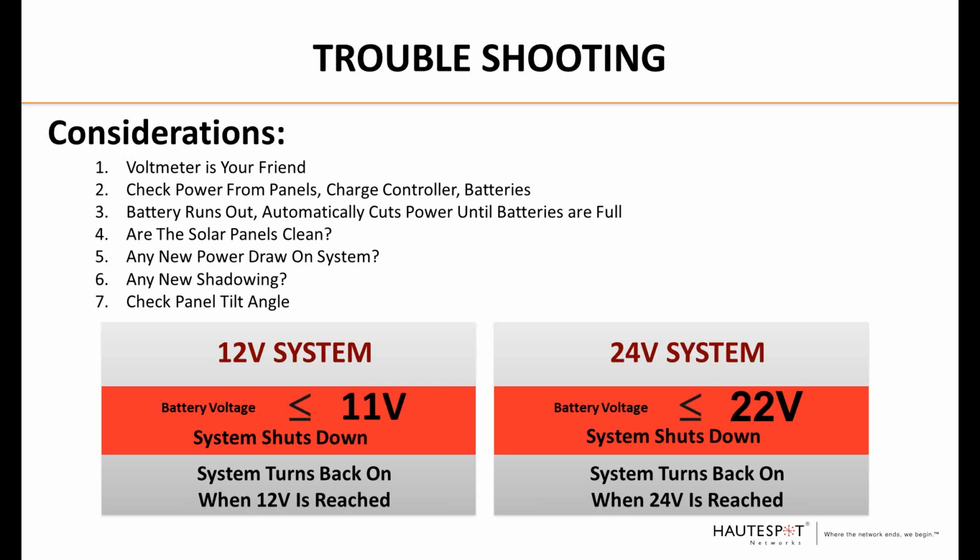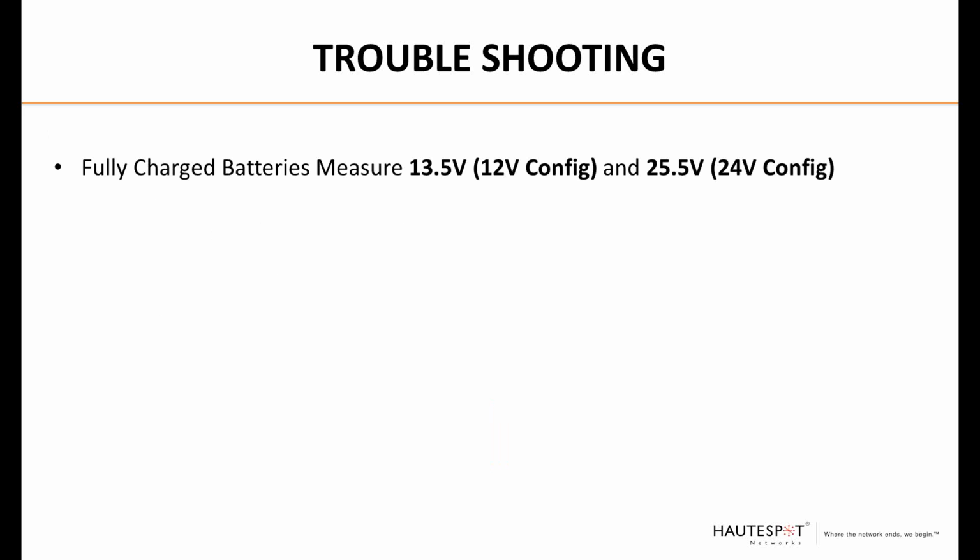In a 12-volt system, the system will shut down if the batteries are below 11 volts. Now, the good thing here is it won't start back up until it's fully recharged. And on a 24-volt system, it will shut down at 22 volts, and it won't turn back on until it's fully recharged. So again, fully charged batteries measure about 13.5 volts for the 12-volt config, and for the 24-volt config, it would be 25.5 volts.